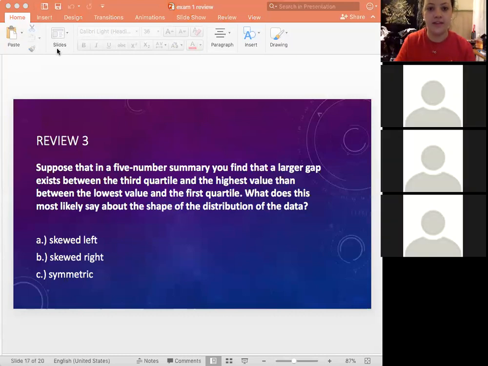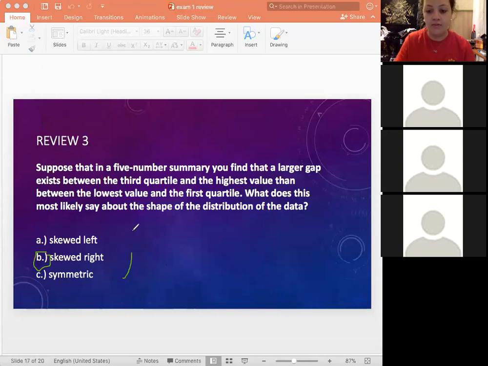Great job. Yeah, so our answer here is going to be B. So remember, it's going to be skewed to the right. Okay. So that means that when the higher values are more spread out than the lower values, that's what skewed to the right ends up meaning at the end of the day.